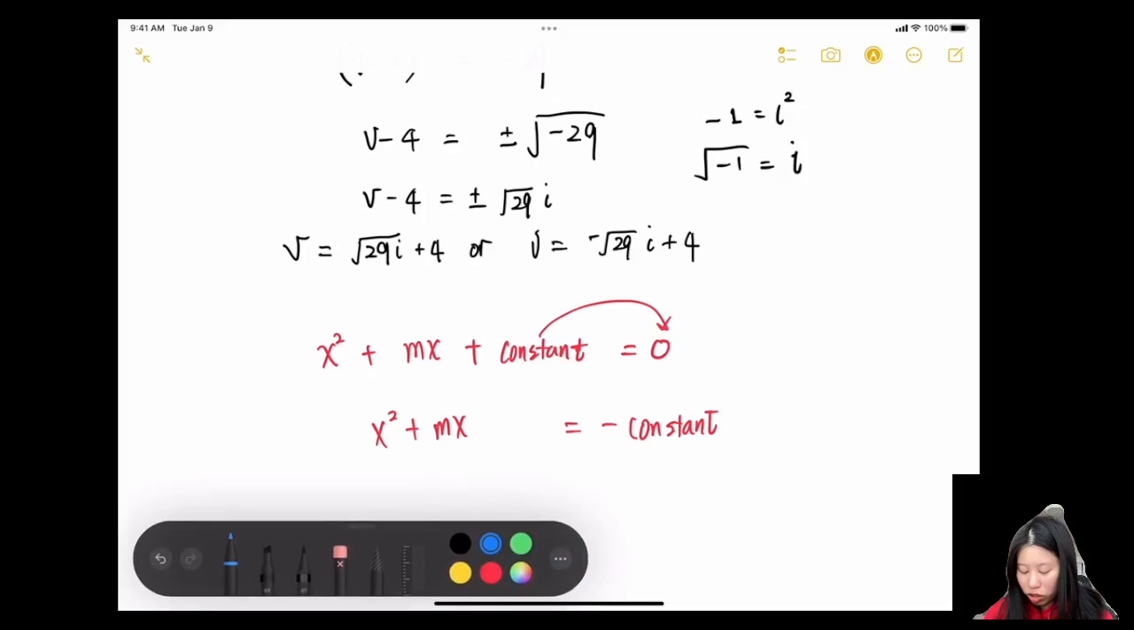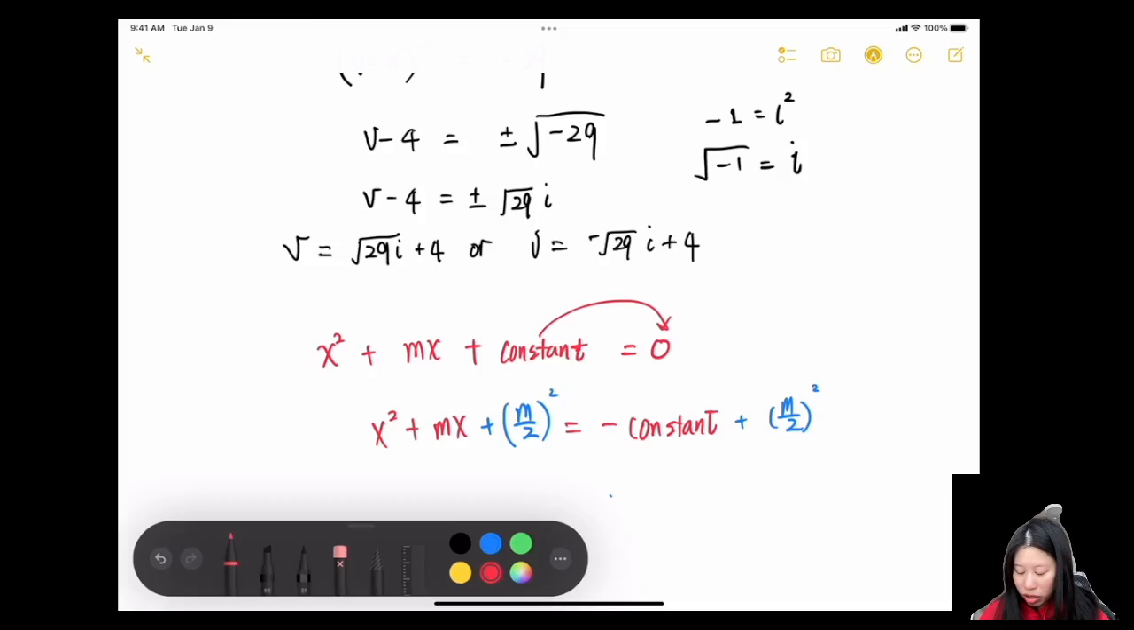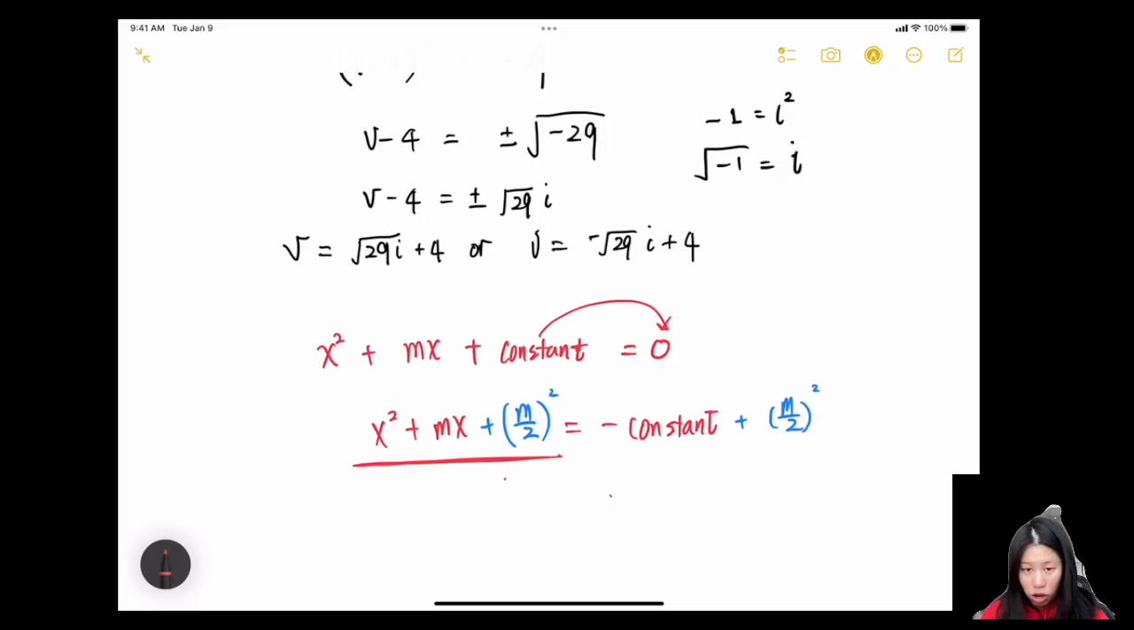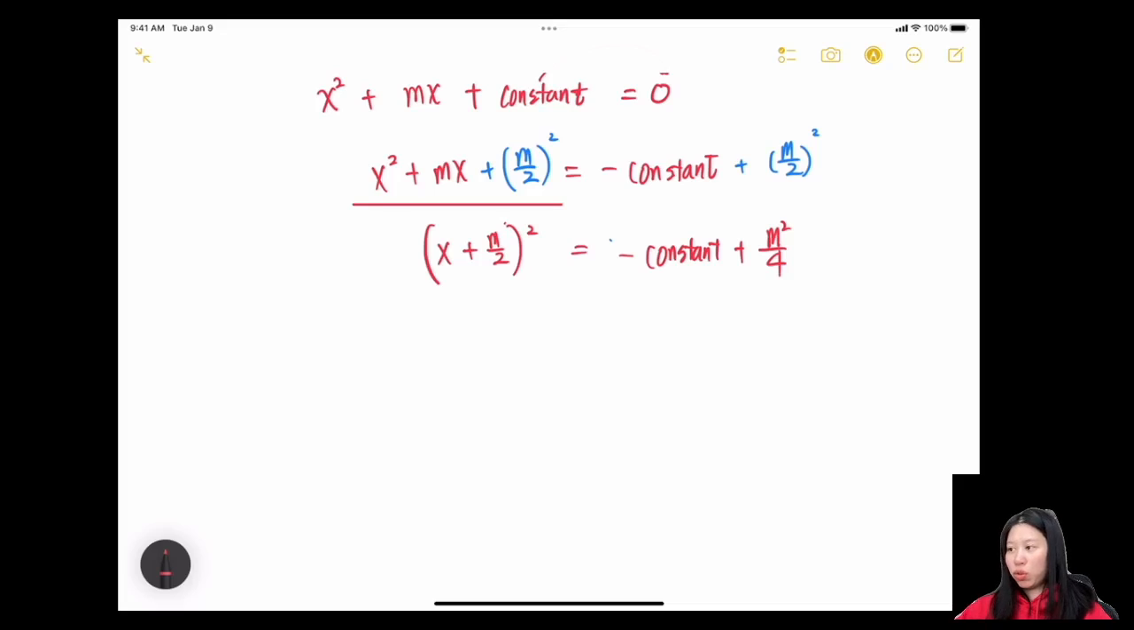And then in order to construct a perfect square, we need to add half of the number m, squared, on both sides. So that the left three terms can construct a perfect square, which is (x plus m over 2) squared equals whatever constant it is plus m squared over 4. Okay, so I'm going to give you another example.